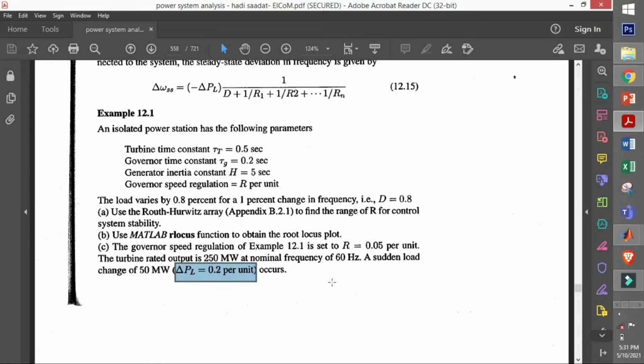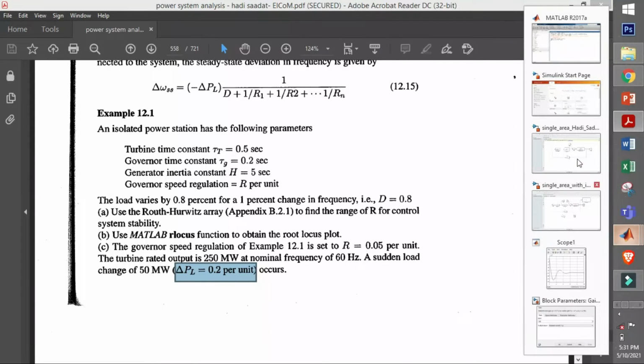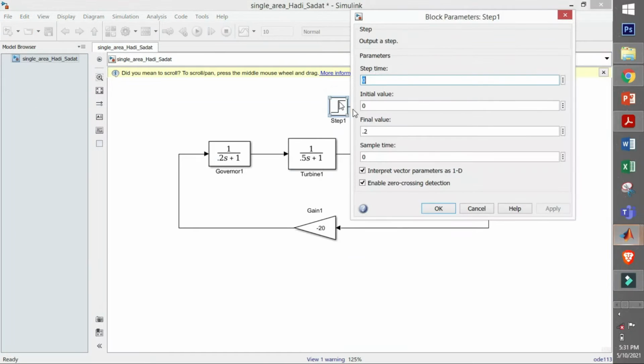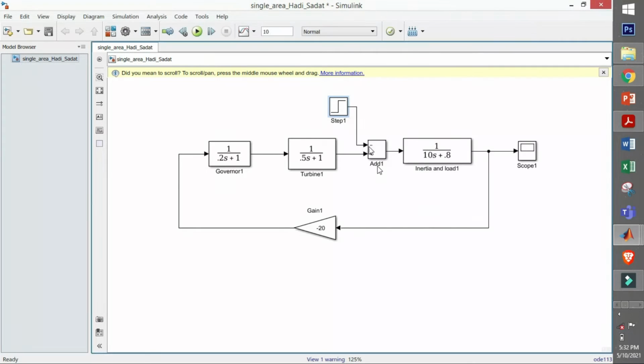Okay, so everything we have taken here. So del PL value we need to set to 0.2. So we will see the del PL value here. Del PL value we have already set to 0.2. So you got the point that we are increasing the load in the power system by 20%.